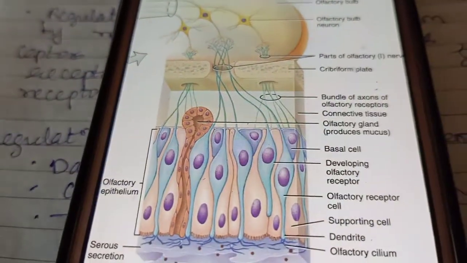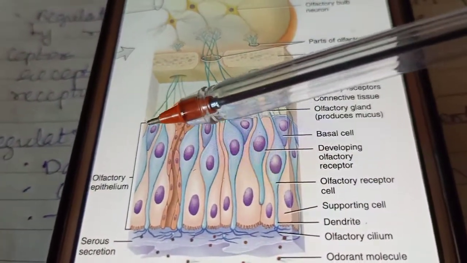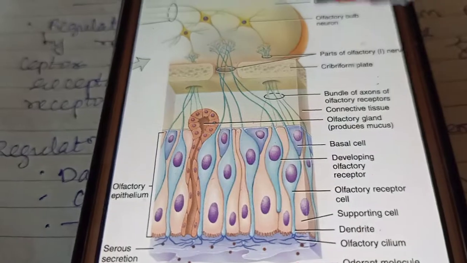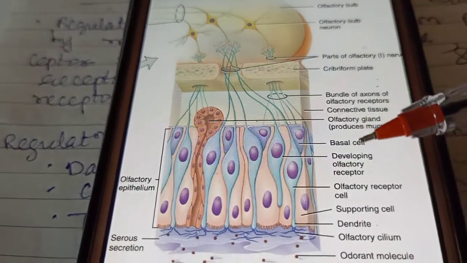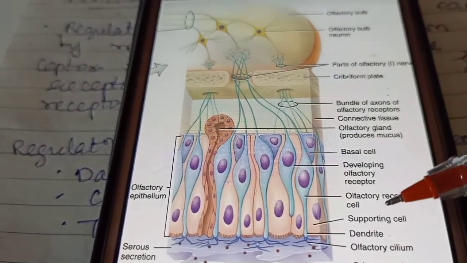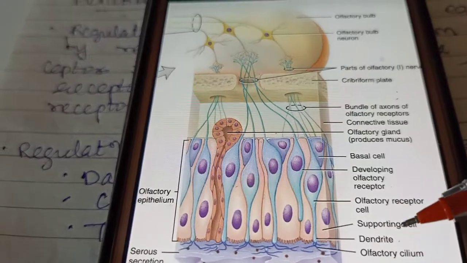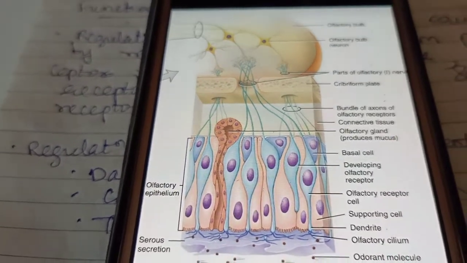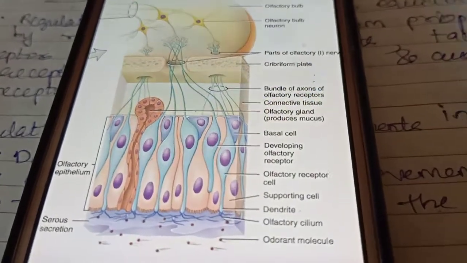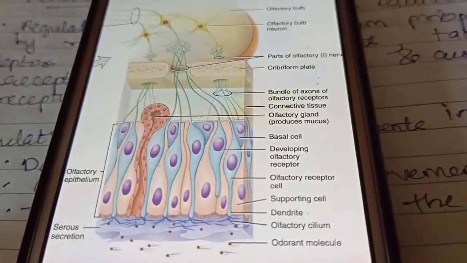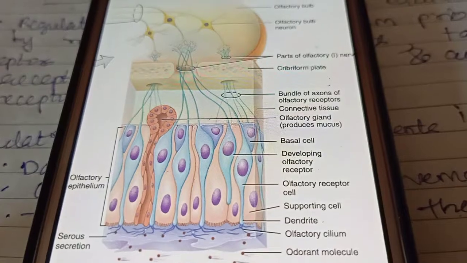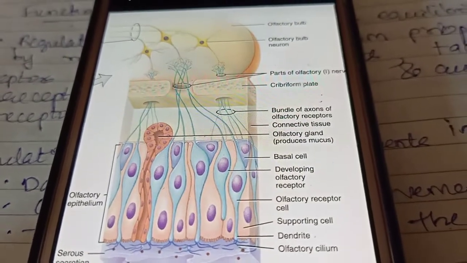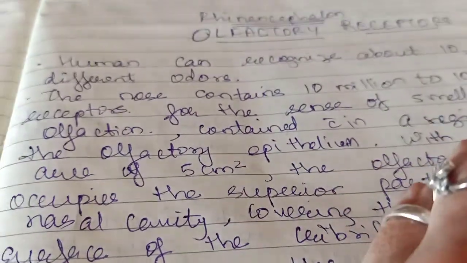So you can see here histologically, the olfactory epithelium consists of 3 cells. The first is the olfactory receptor cells, the second are the supporting cells, and the third is the basal cells. These are the cells which are present in the olfactory epithelium. Very important. Now we'll see the functions of each of the cells.